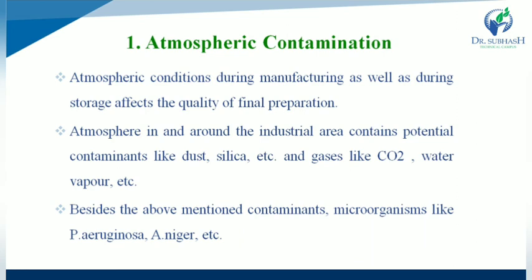Besides the above mentioned contaminants, microorganisms like P. aeruginosa and A. niger are examples. So in atmospheric contamination, the atmospheric condition during manufacturing as well as packaging directly affects the quality of the product. The atmosphere in and around the industrial area contains various contaminants. Besides the above mentioned contaminants, microorganisms are also present.